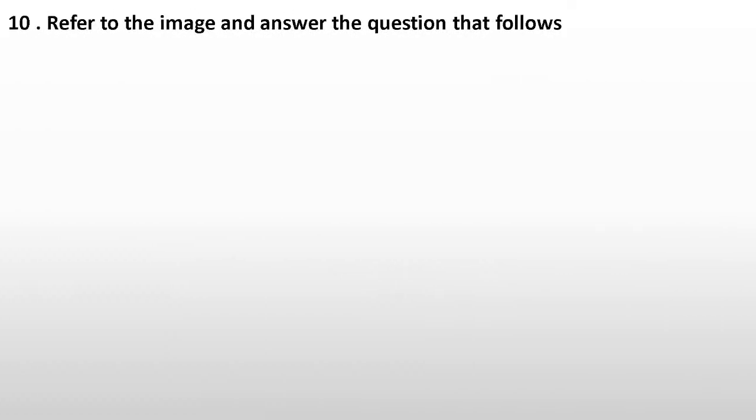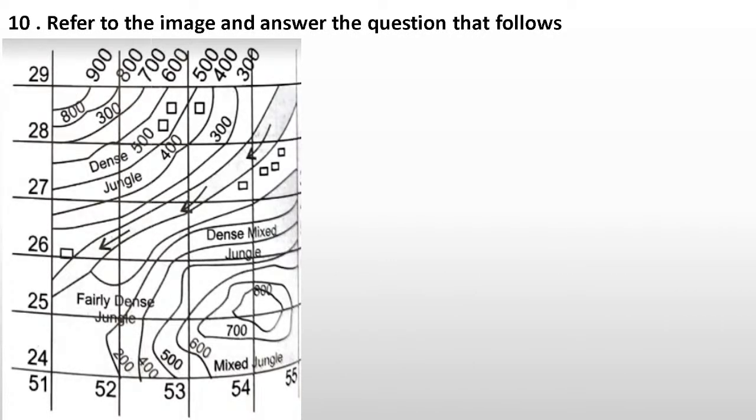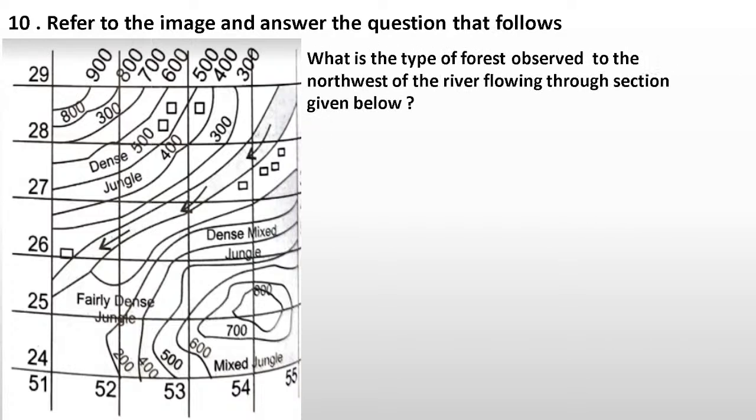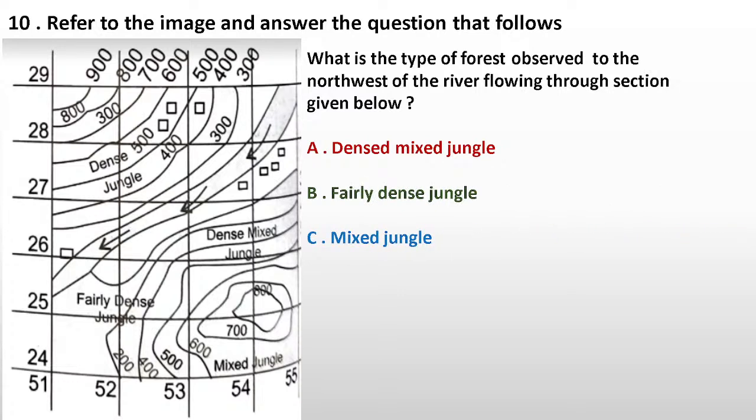Going ahead to the question number 10, refer to this image and answer the question, that is, what is the type of forest observed to the northwest of the river flowing through the section given below? What is the type of forest observed to the northwest of the river flowing through the section? And your options are A. Dense mixed jungle, B. Fairly dense jungle, C. Mixed jungle, D. Dense jungle.